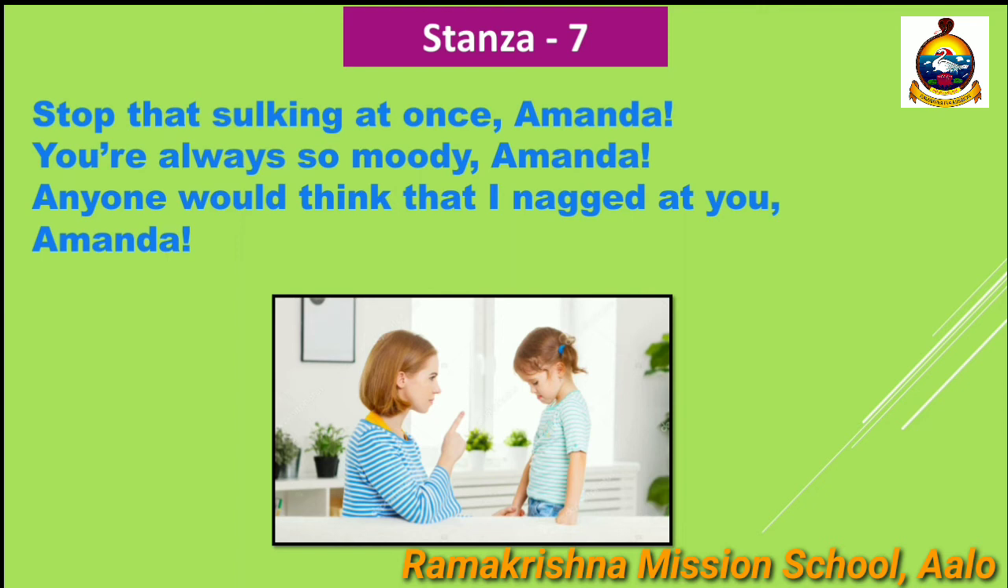Here we see that Amanda's mother not only rebukes her but also doesn't want people to think that she had rebuked her daughter. She, in a commanding, strict tone, asks Amanda to stop sulking at once. She thinks her daughter Amanda is much too moody. By her sullen face, she will show people that her mother had scolded her. This indicates that the mother doesn't realize that she had been scolding Amanda and she is only conscious about what people will think of her.